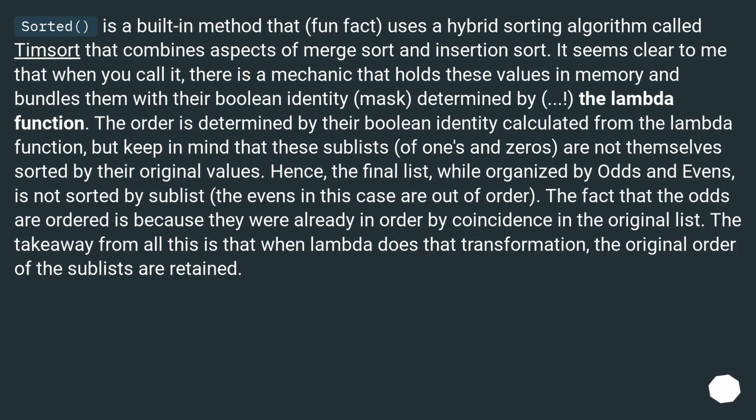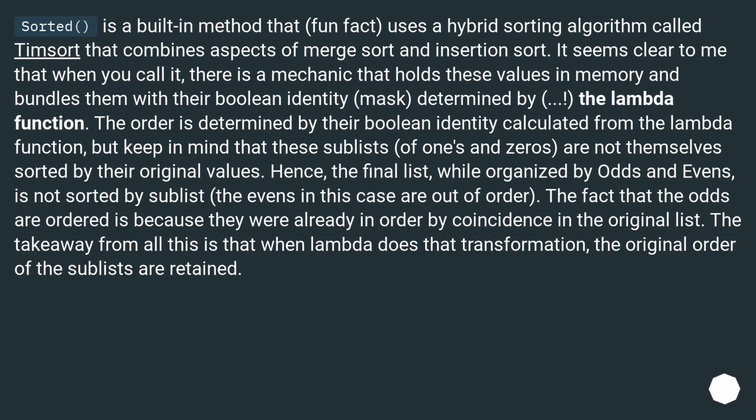Sorted is a built-in method that, fun fact, uses a hybrid sorting algorithm called Timsort that combines aspects of merge sort and insertion sort. It seems clear to me that when you call it, there is a mechanic that holds these values in memory and bundles them with their Boolean identity, or mask, determined by the lambda function. The order is determined by their Boolean identity calculated from the lambda function, but keep in mind that these sublists of 1s and 0s are not themselves sorted by their original values. Hence, the final list, while organized by odds and evens, is not sorted by sublist.